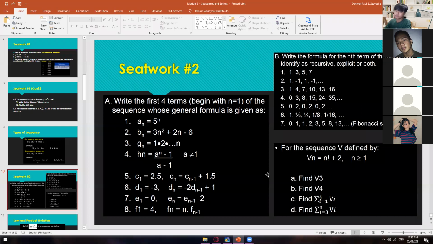Sir, question. Sir, sa letter B ba kailangan pa namin ipakita yung derivation or diretsong formula? Wala namang derivation. Okay, so you can put directly the answer, I guess, since creating a derivation is difficult. So just put the formula for the 1 to 7 and then identify if it's recursive, explicit, or both.